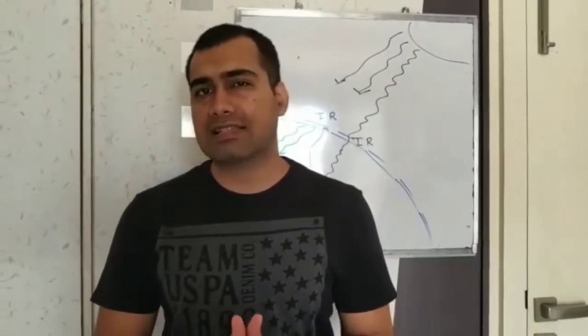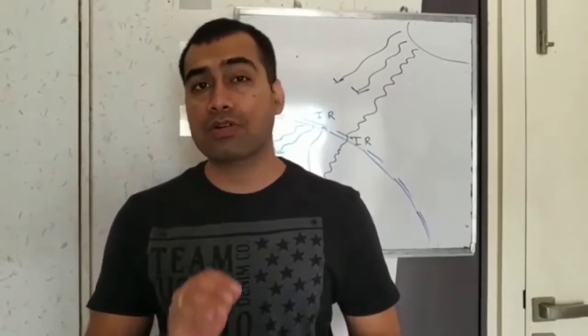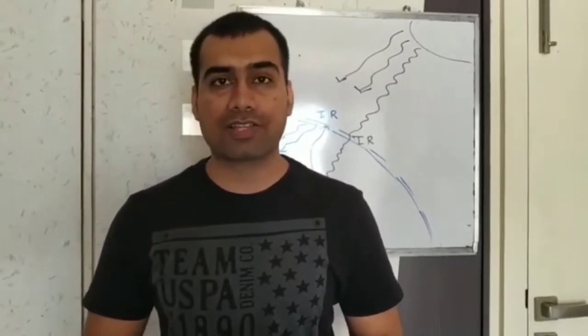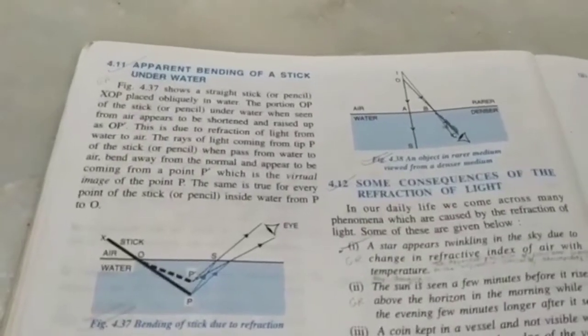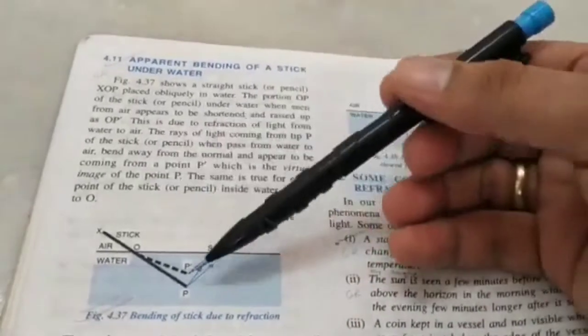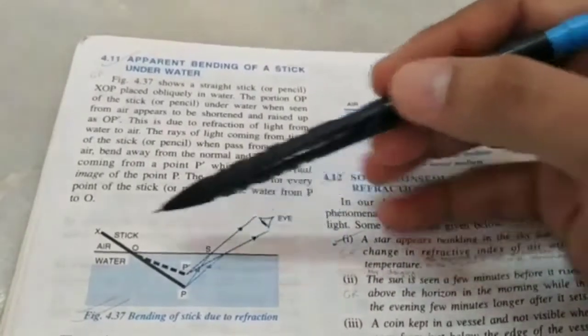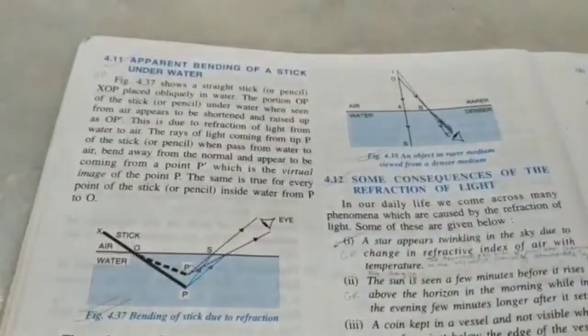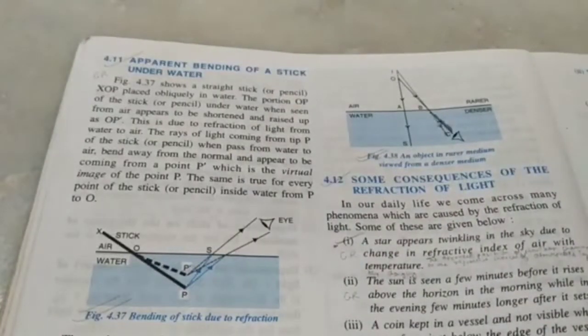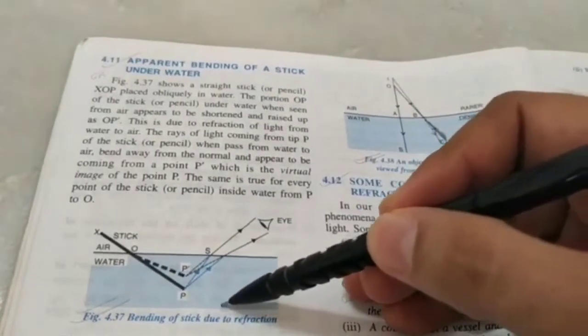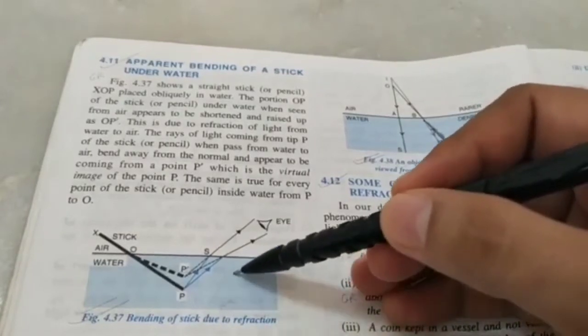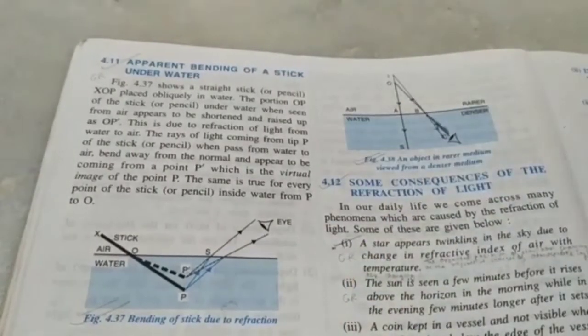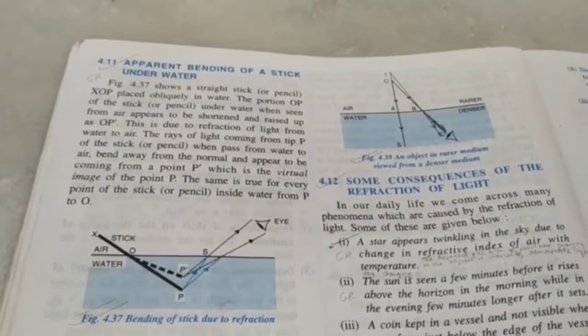Let's study 10th standard ICSE Physics, Chapter 4C, Applications of Refraction of Light. Why does a stick or a pencil appear bent at the surface of water? Why does a coin kept at the bottom of a bucket full of water appear to be raised? Well, it's all because of refraction of light.